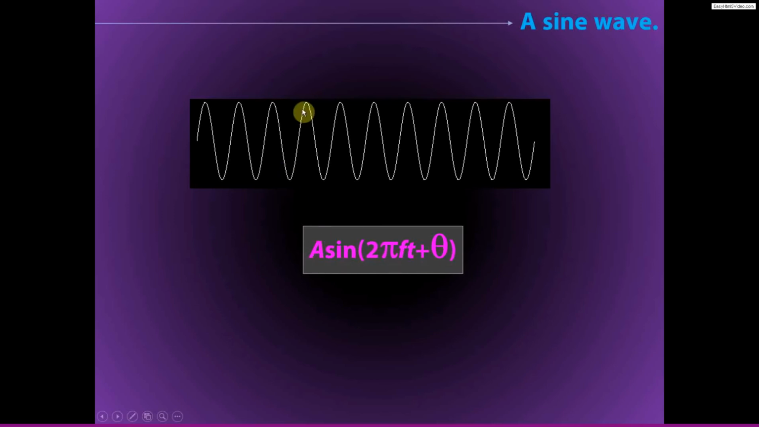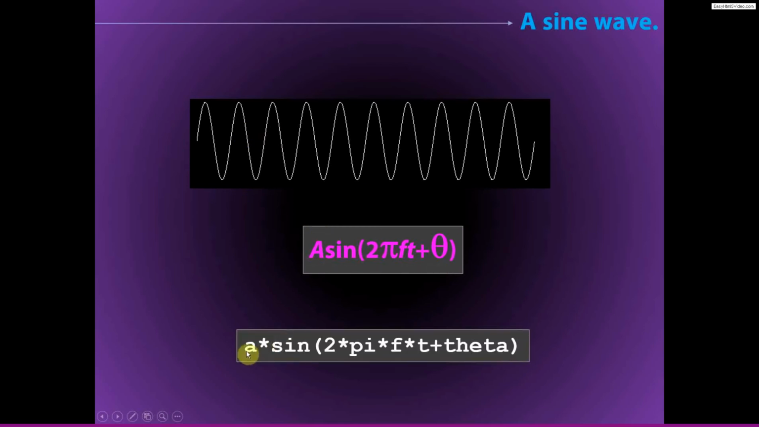A is the amplitude or the height of the sine wave. F is the frequency. T is for time, and when time is given in units of seconds, then F, the frequency, can be interpreted in units of hertz. And theta refers to the offset or the position of the sine wave at time equals 0. We can translate this equation into MATLAB code as something like this, and we'll see this in MATLAB in a few minutes. So here we have A sine 2 pi ft plus theta.